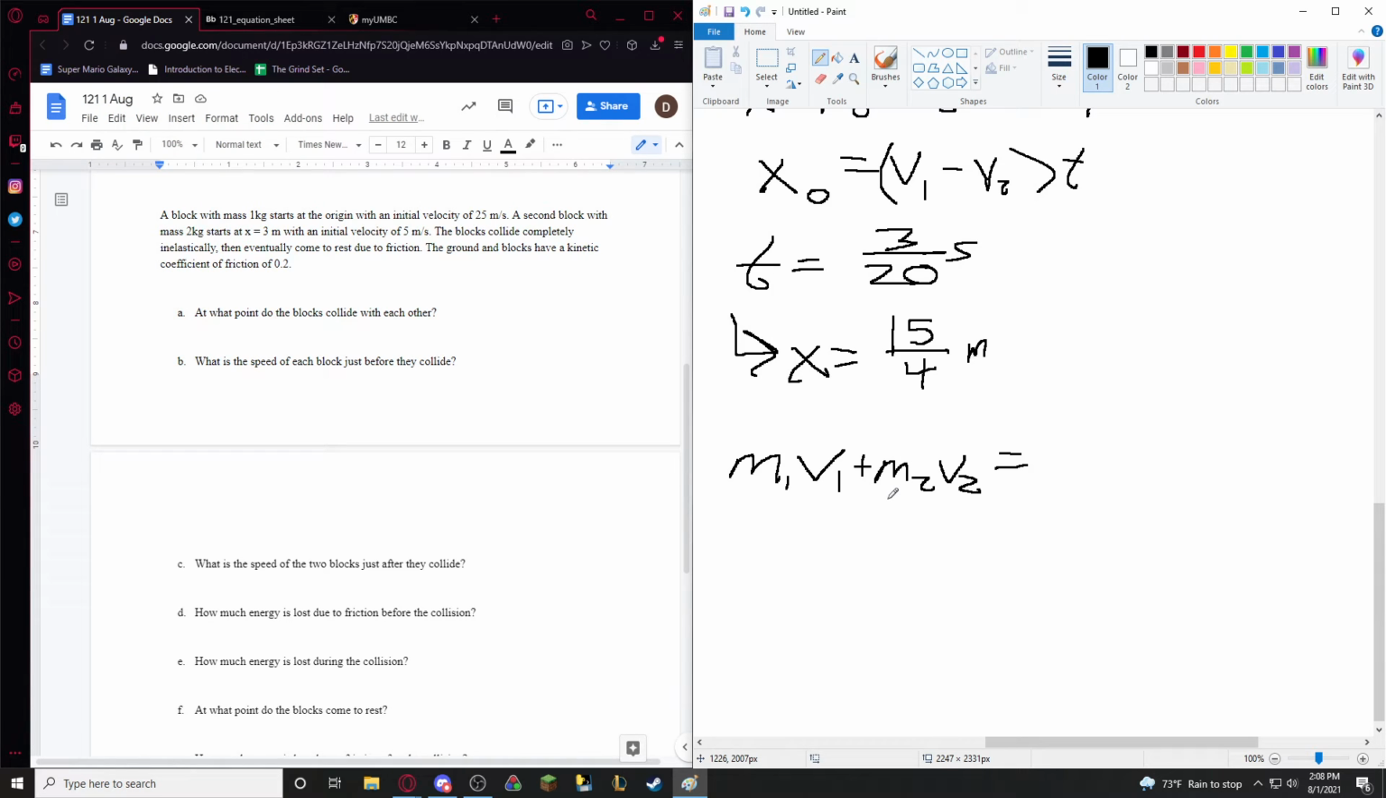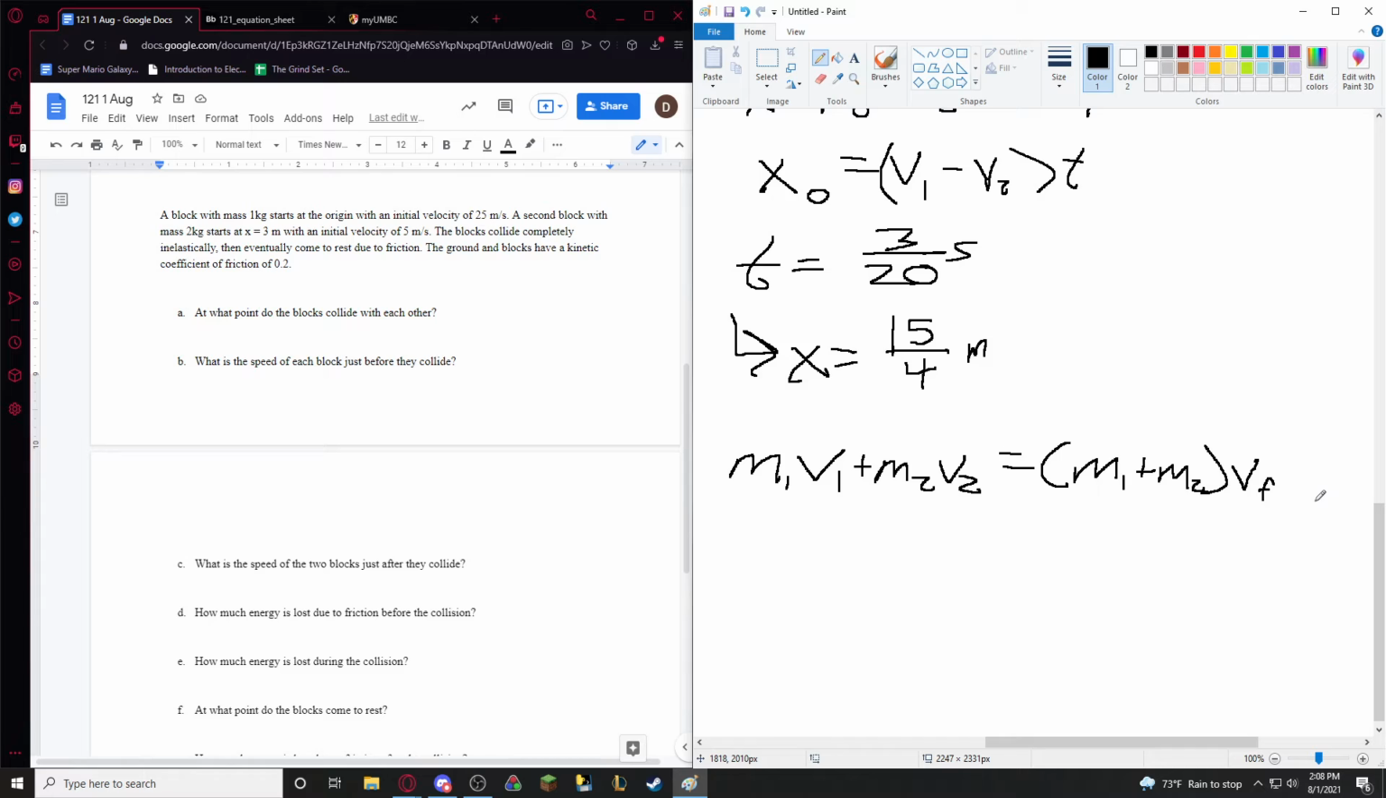What's the final momentum? So you'd have a new mass, but it'd be the same. It'd be M1 plus M2, exactly. M1 plus M2 times just one velocity, since they're moving at the same velocity. Exactly. We'll call that V final.